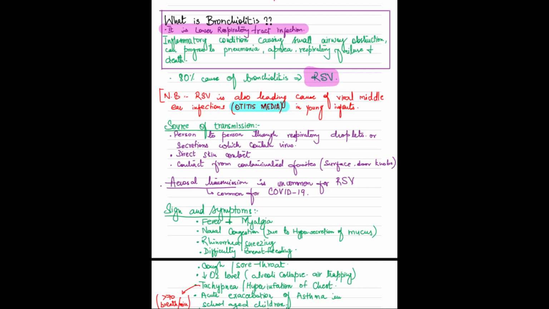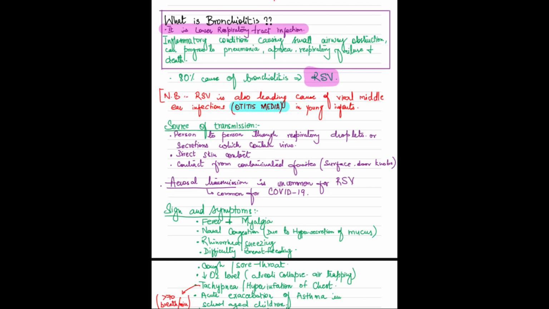What is the source of infection or transmission? Person to person through respiratory droplets, or secretions which contain virus. Like if we sneeze, there are some secretions on the tables, on the hands that contain virus, and from person to person it can be transmitted. Number 2 is direct skin contact. Number 3 is contact with contaminated fomites. That means tables, chairs, any surface which is already contaminated, doorknobs, elevator buttons, anything.